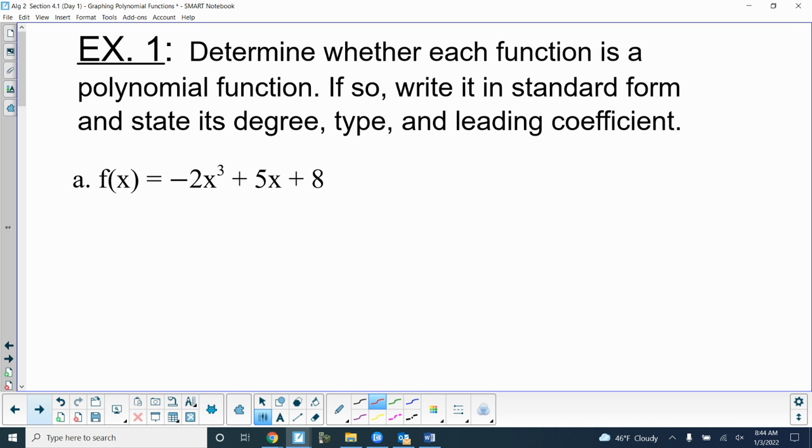So this example says determine whether each function is a polynomial function, first of all. If so, write it in standard form, in the right order, and state its degree, type, and leading coefficient. So, do we have whole number exponents?